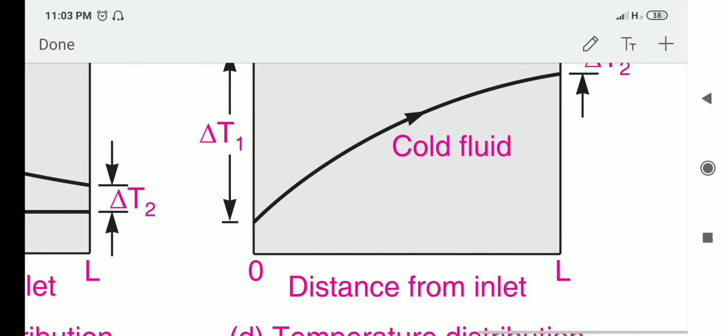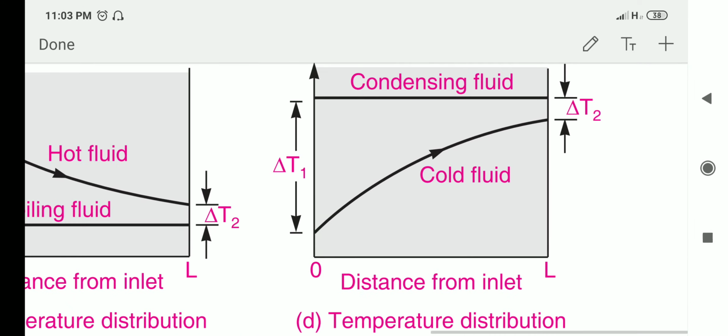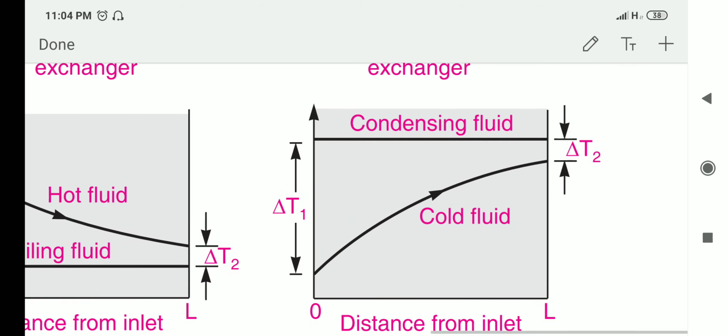Likewise we have the condenser. Here the one fluid loses its heat but it doesn't change its temperature. So that is condenser.